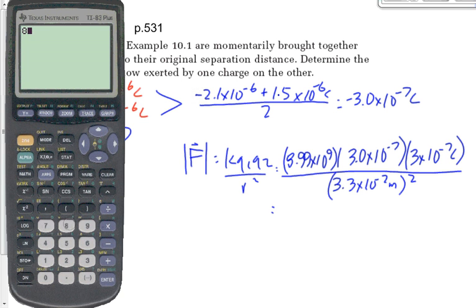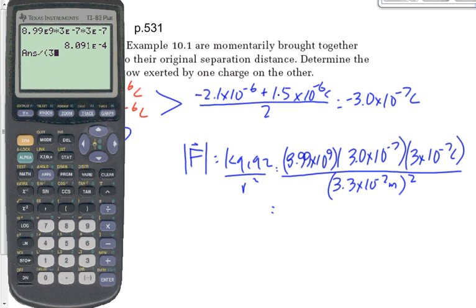Let's figure this out together here, guys. We got 8.99 times 10 to the 9 times 3 times 10 to the minus 7 times 3 times 10 to the minus 7. Let's press equals. That's the number on the top. That's the numerator. Now let's divide that by the denominator.